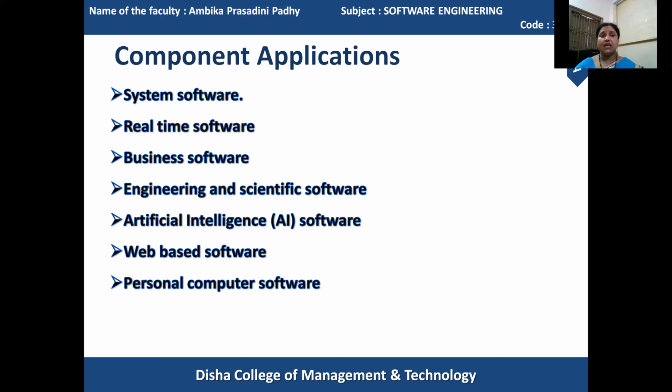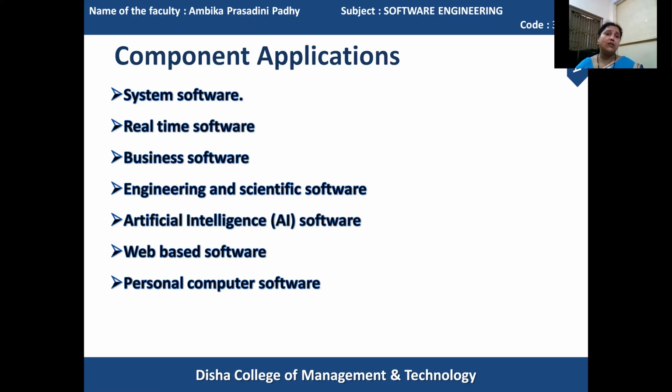Those applications can be like your system software. The system software is very important for any user. The system software also contains many softwares inside it, like compilers, linkers, loaders, and many other supporting softwares. Those softwares are created in the form of components, and those are collaborated together to create the system software. Okay, then come to the real-time software.